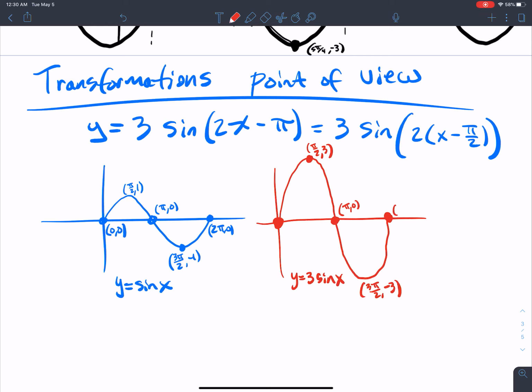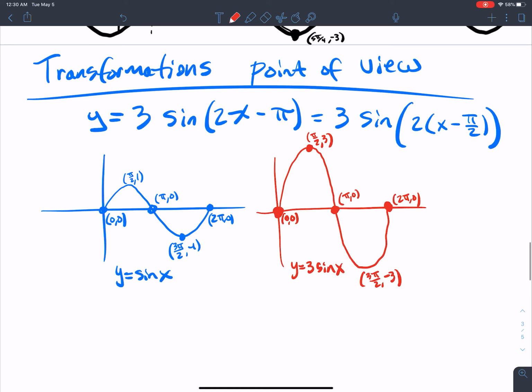So these values here didn't change. All right? Now, that multiplying is a vertical stretch transformation, by a factor of 3. Now, what else am I doing here?